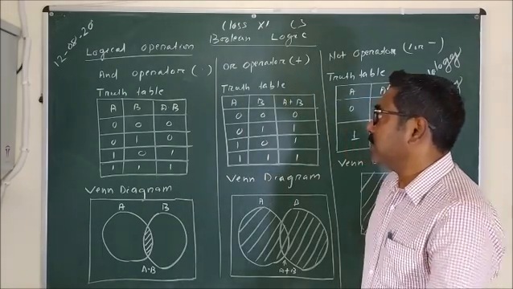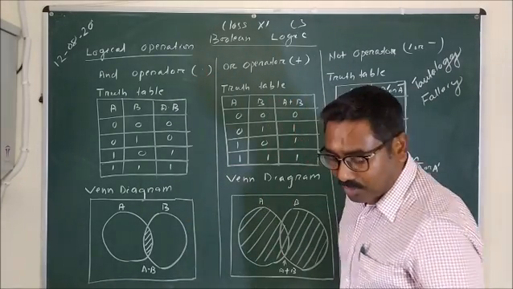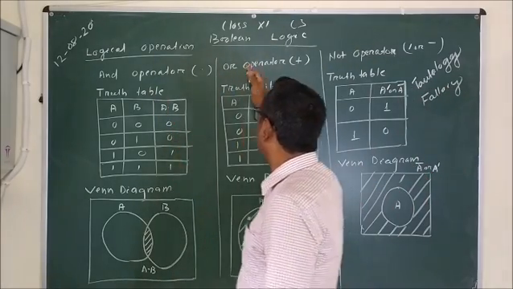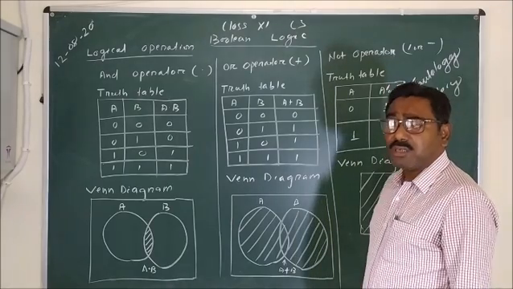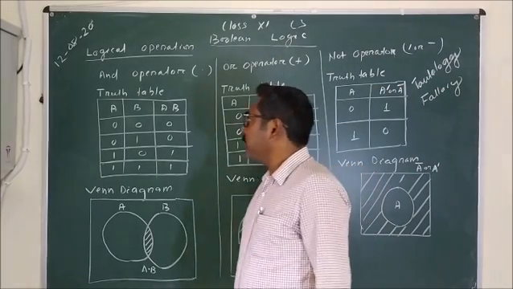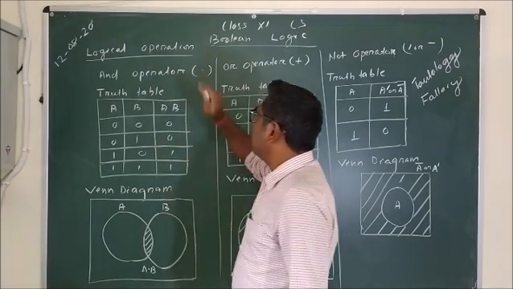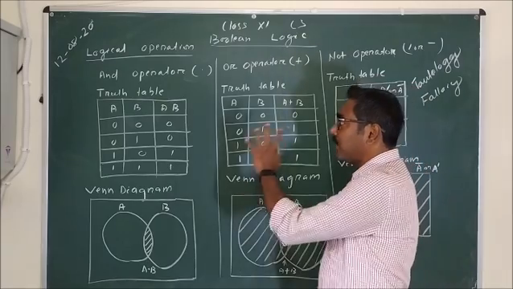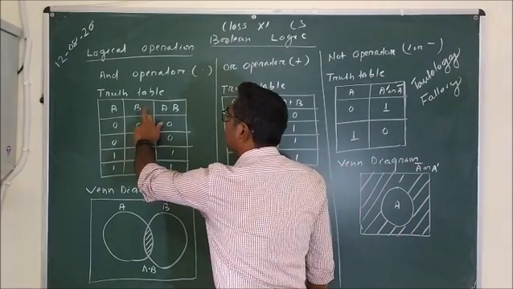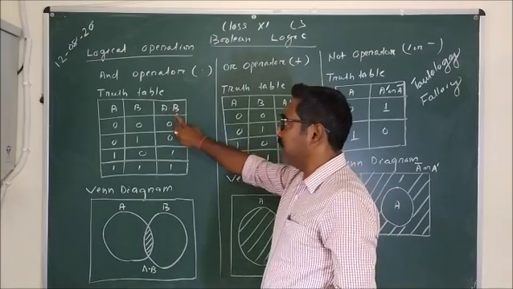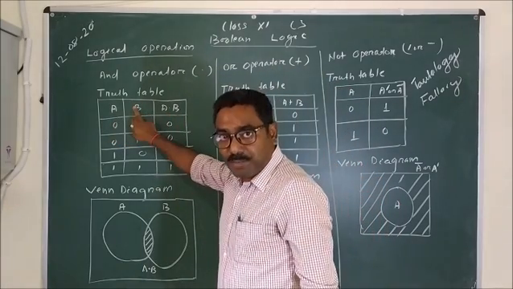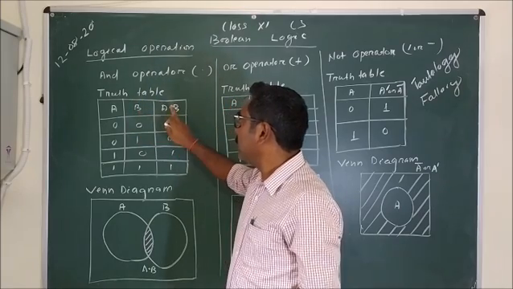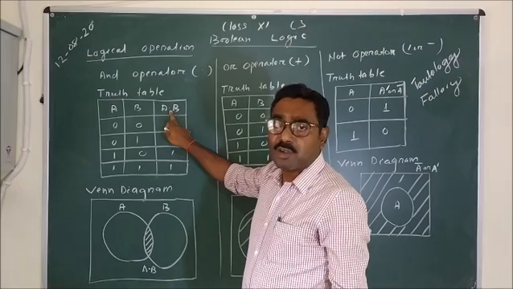Now come to our topic, the logical operation. In logical operation, we have only three kinds of operator for logical calculation: the AND operator, the OR operator, and the NOT operator. Now come to the AND operator. The AND operator is represented by a dot. If the inputs are A and B, then the result of the AND operator is A dot B.